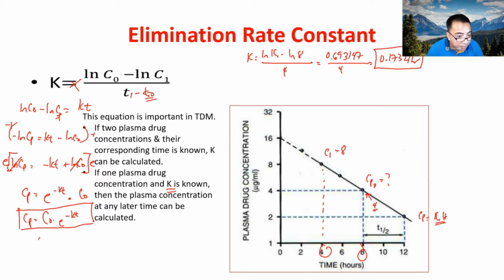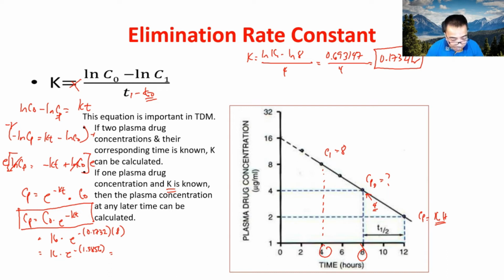So, therefore, CP equals, my C sub 0 is 16 times E raised to negative 0.1732 times 8. So, that's 16 times, let's do it one by one first. E raised to negative 0.1732 times 8 is negative 1.3856. And that gives you, so, shift ln, that gives you E. Then you just input this number. Negative, don't forget the negative sign. That's important.